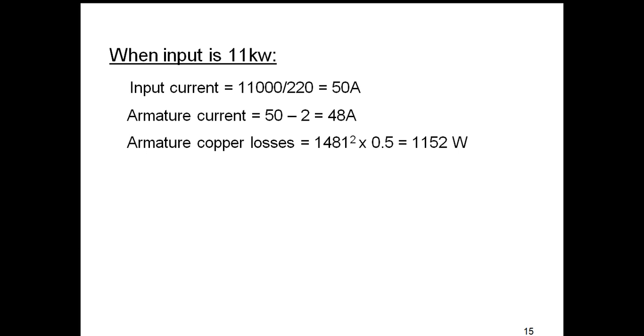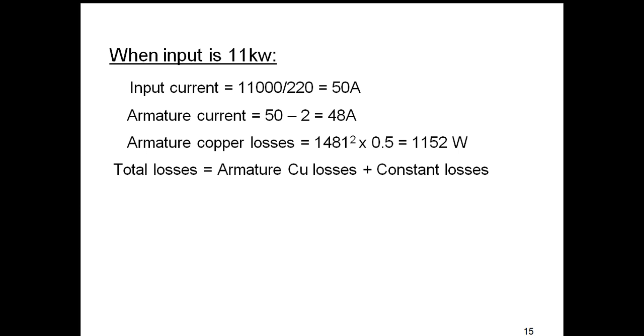And now we will find the armature copper losses, that is Ia square into Ra. Ia square is nothing but 48 square into 0.5, that is armature resistance. We get the armature copper loss as 1152 watts.